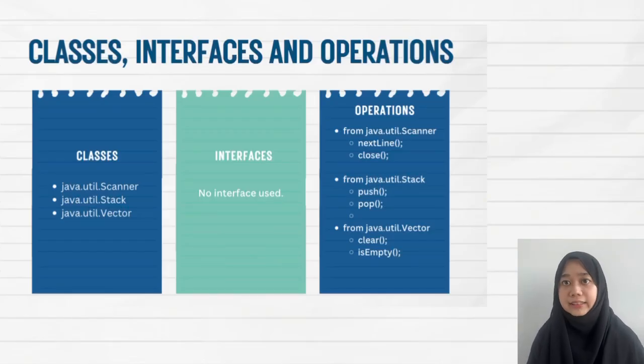Next, we move on to the classes, interfaces, and operations implemented in the code. First, the classes used in the code. The first one is java.util.Scanner. The Scanner class is used to get user input, and it is found in the java.util package. In order to use this, we need to create an object of the class.